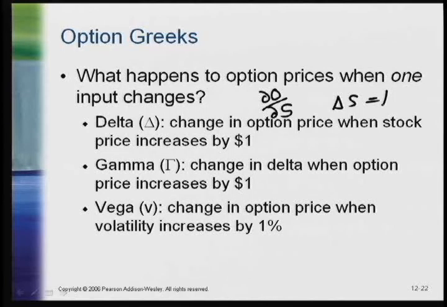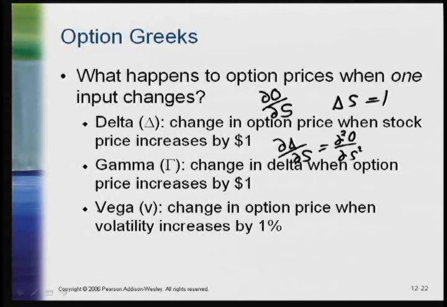Gamma is the change in delta. So we can think of gamma either as the first derivative of delta with respect to S, or the second derivative of the option price with respect to S. We'll see these formulas a little bit later. But again, sometimes people go directly to thinking of gamma as being the second derivative of option price.